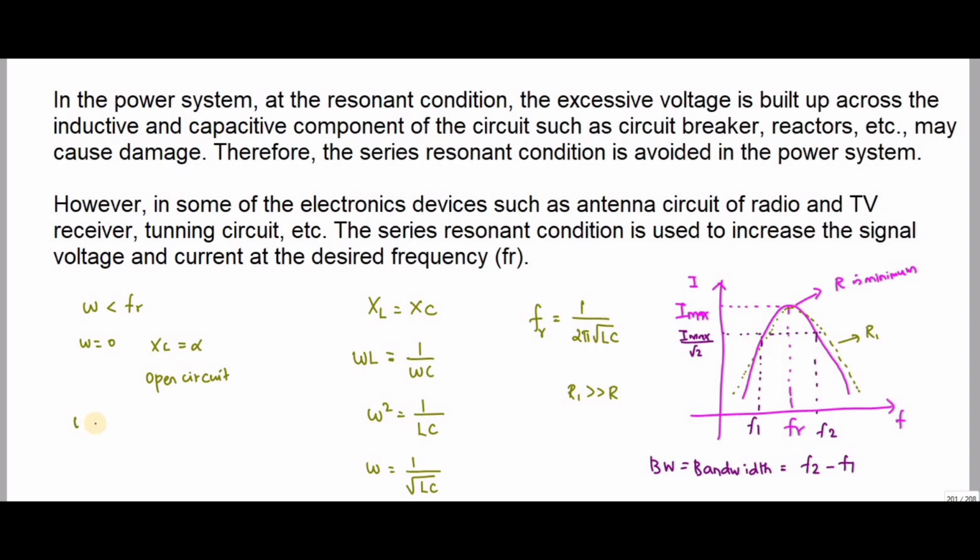If omega is equal to infinity, the XL value is nothing but infinity. Therefore, that is open circuited. If it is open circuited also, the current value is minimum. That is when omega is greater than FR. So only at F equal to FR will you get the maximum current flow. That's it.